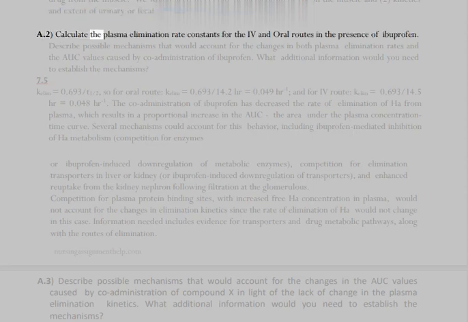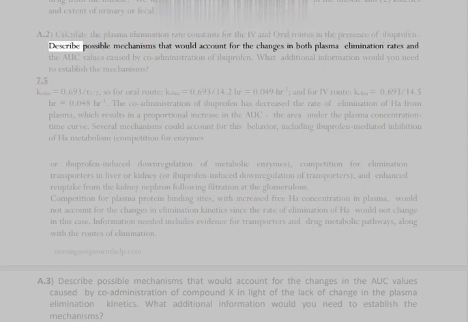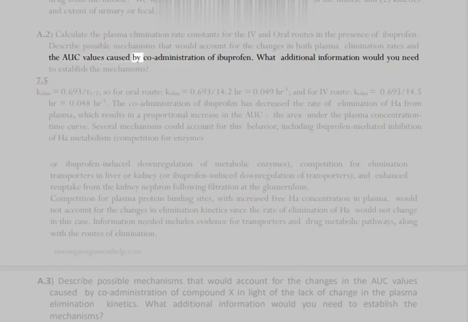A.2. Calculate the plasma elimination rate constants for the IV and oral routes in the presence of ibuprofen. Describe possible mechanisms that would account for the changes in both plasma elimination rates and the AUC values caused by co-administration of ibuprofen. What additional information would you need to establish the mechanisms?